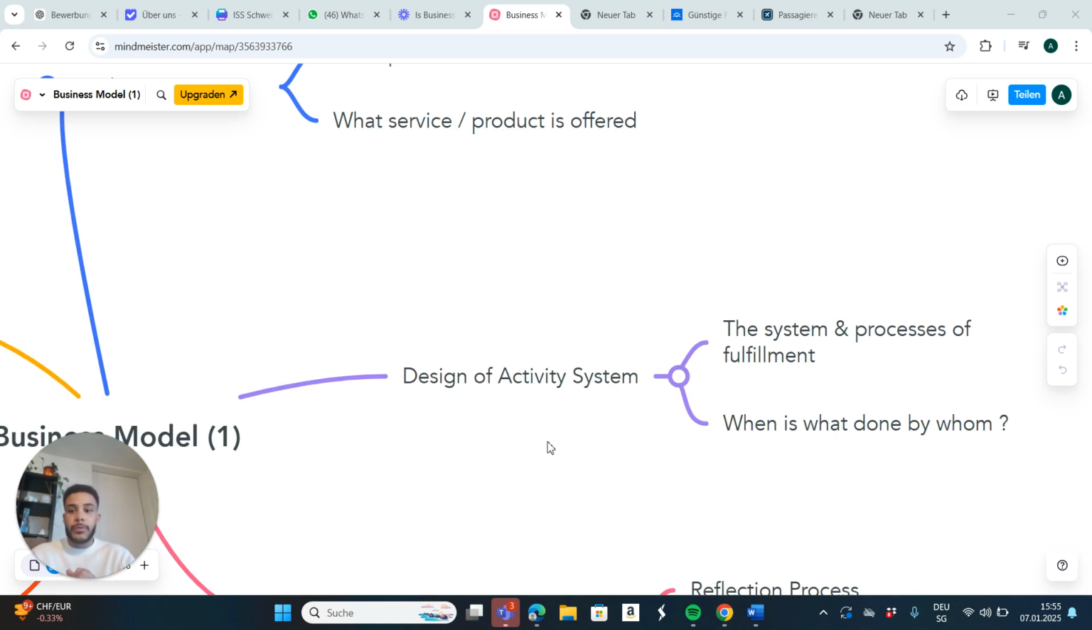So the next branch, or arch, of the business model star is the design of the activity system. As I said before, a business is the sum of processes, and the activity system refers to how these processes are aligned, how they are designed. So the core question here is, when is what done by whom?